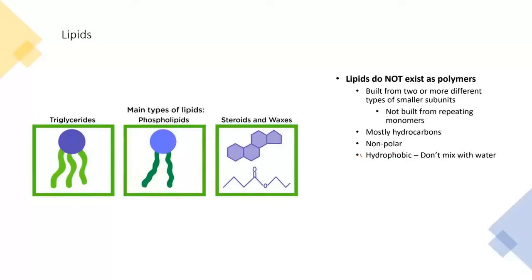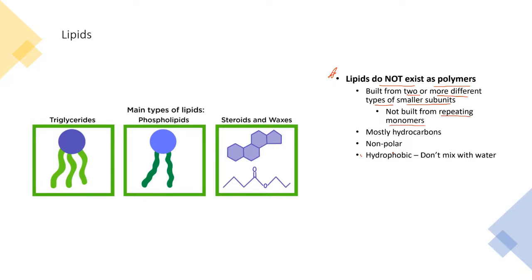All right, ladies and gentlemen, let's talk about lipids. Lipids are going to be the odd one of the macromolecules. Lipids do not really exist as polymers. They're still built from two or more different types of smaller subunits, but they're not built from these repeating monomers.